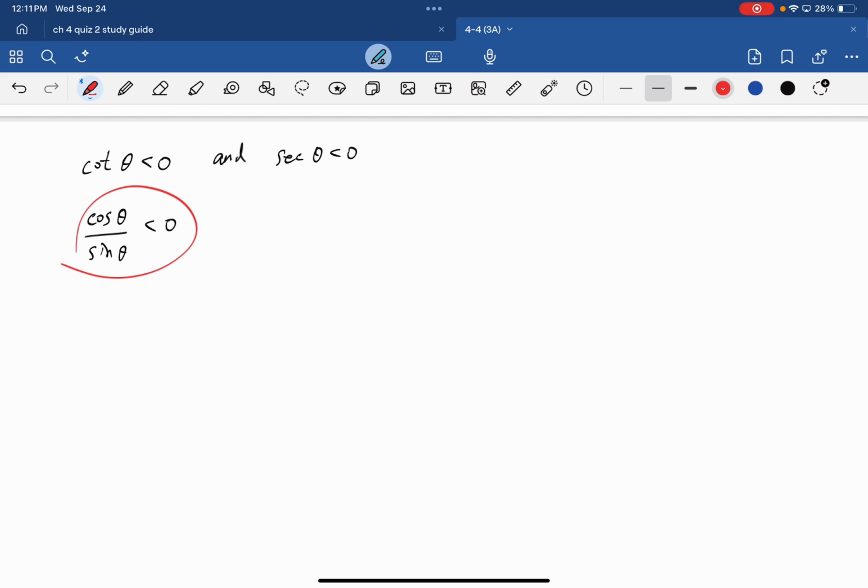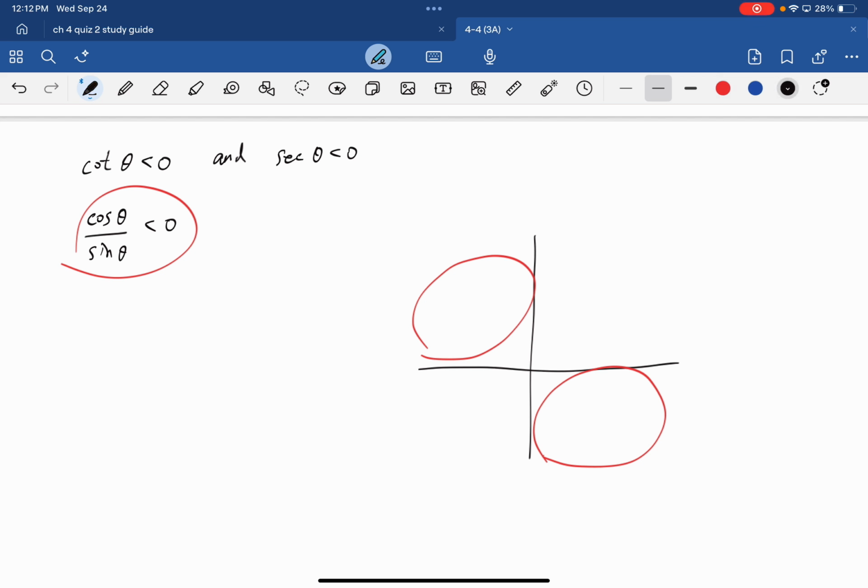Okay, so if this is a red condition, then that means cosine and sine must have opposite signs, which means y and x must have opposite signs. So we're either here or here. Now, if secant theta is less than 0, then that means cosine theta is less than 0, which means that the x value is less than 0. So we're in one of these two quadrants. So the answer is quadrant 2.